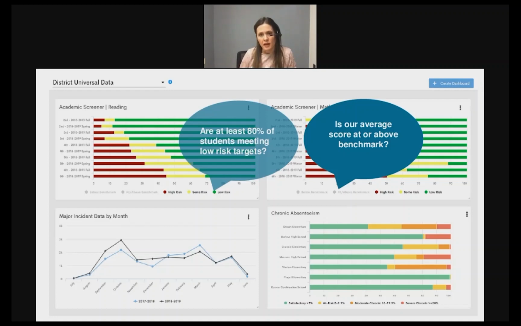Another question you should be asking is, is our average score at or above the benchmark level? So again, these screeners typically have here's the cut point for risk level. When you look at the actual average score, so taking all of the students that we have and looking at the most average score, that's a great way for us to see whether or not we might need to implement what we call class-wide intervention.